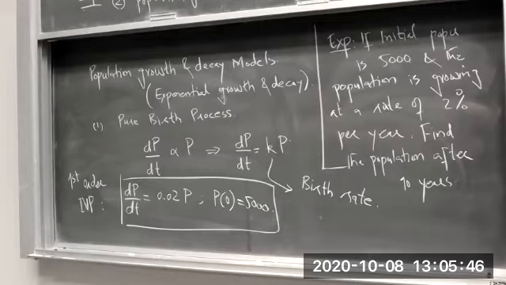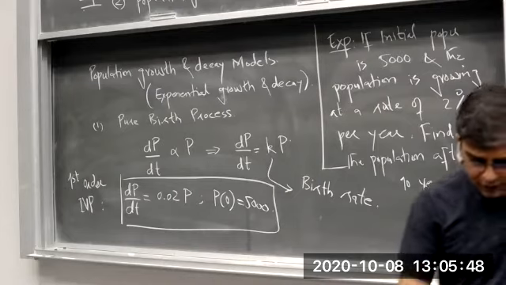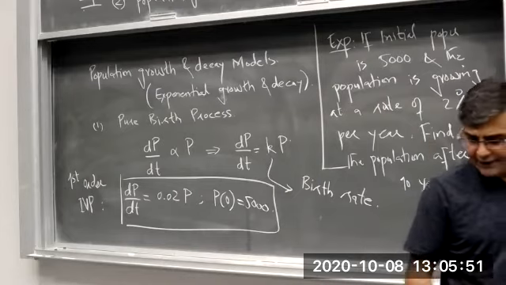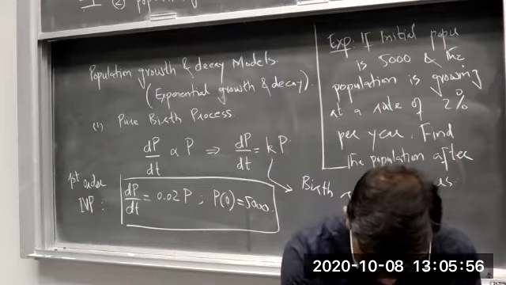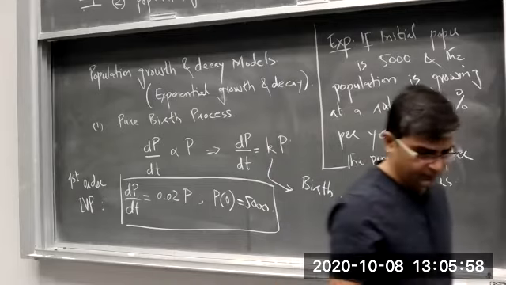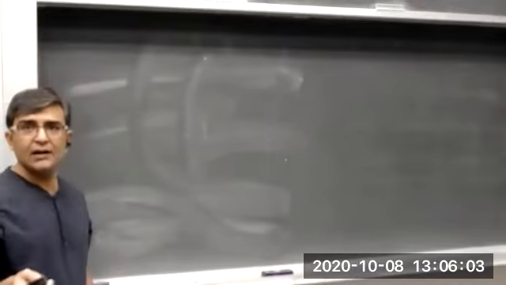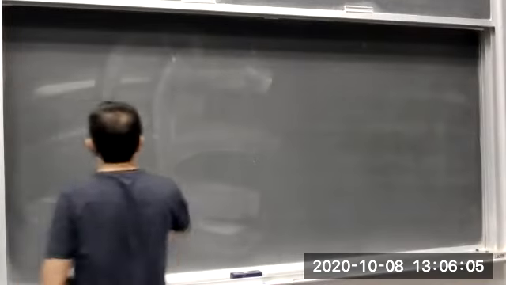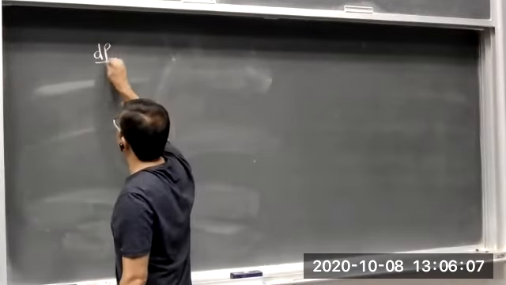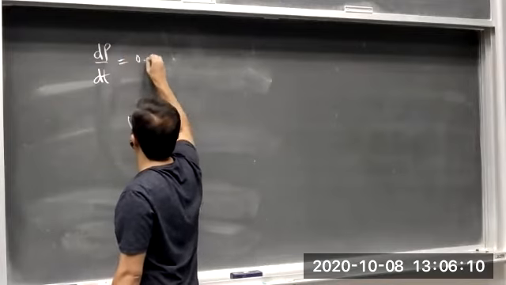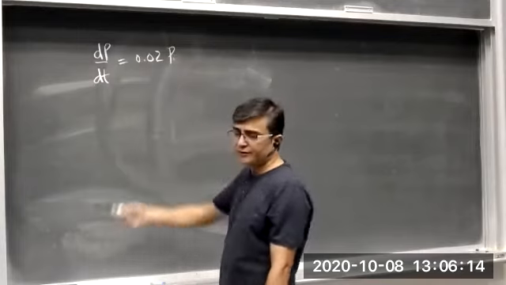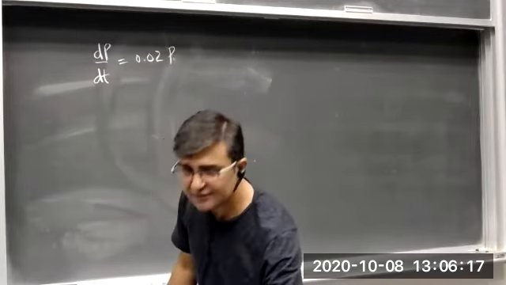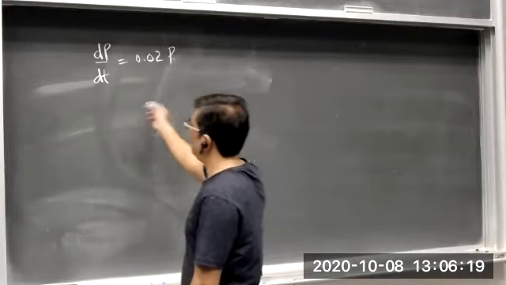Now we can solve this initial value problem and get the solution. Let's discuss the solution of this differential equation. Now the differential equation is dP/dt = 0.02 times P, okay. Now how can we solve it? This is a separable differential equation. This is also a linear differential equation. We can easily solve it.